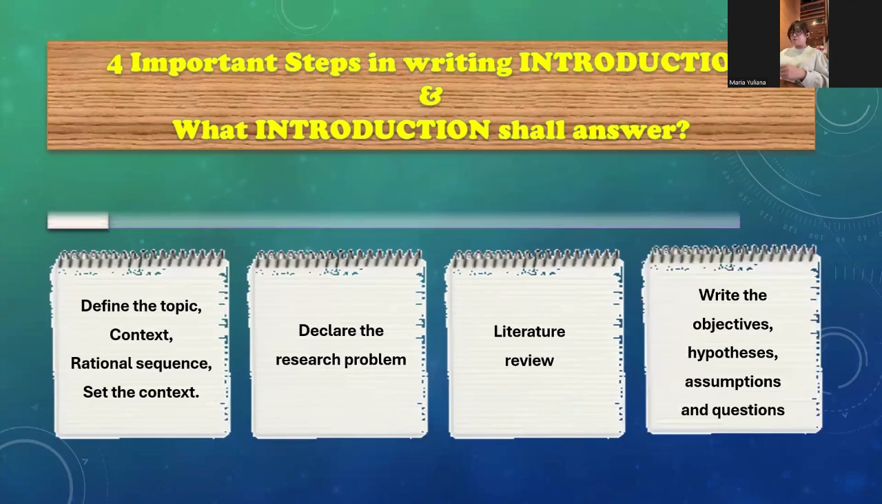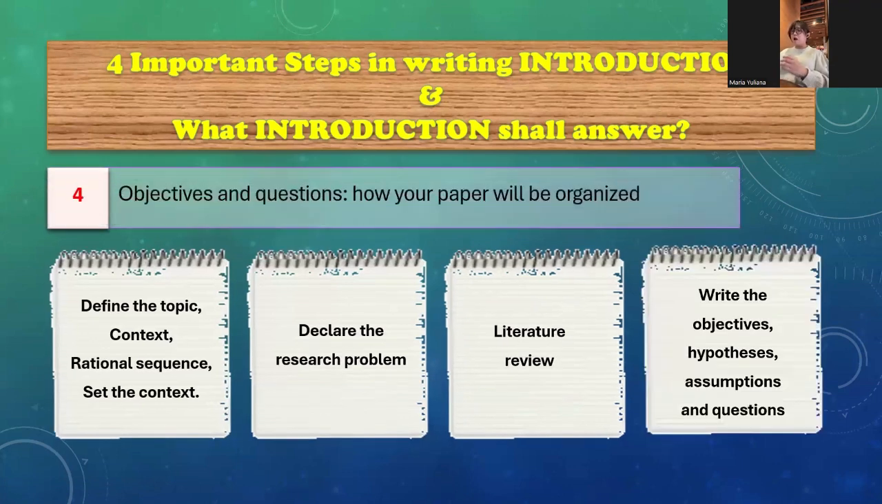The fourth one, the last one, is how your paper will be organized: what kind of solution you offer in your research. That's the fourth step, the fourth question. In the fourth paragraph of your introduction, you have to write the objective, the hypothesis, the assumption, and the question: how will you answer the problems through your research? That's the last part of the introduction.